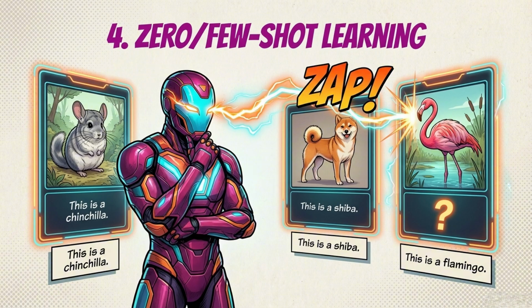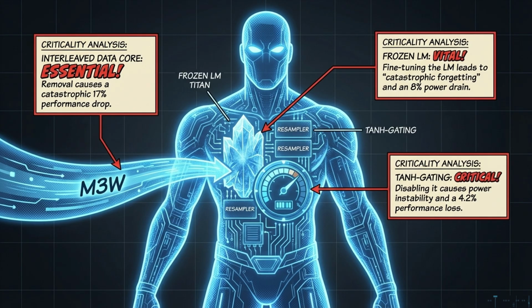In practice, Flamingo benefits from up to 32 in-context examples. Now let's discuss the ablation studies, which reveal what really matters. Removing the interleaved M3W dataset causes a 17% performance drop. Without it, the model can't learn effective few-shot capabilities. Removing image-text pairs causes a 9.8% drop, showing these are also important.